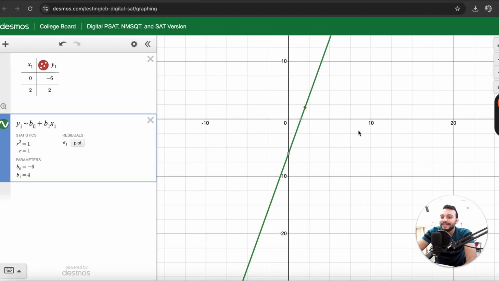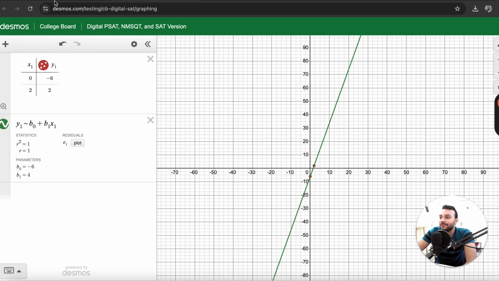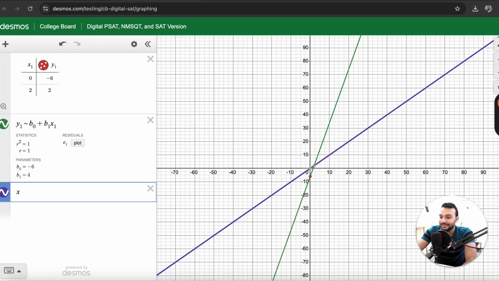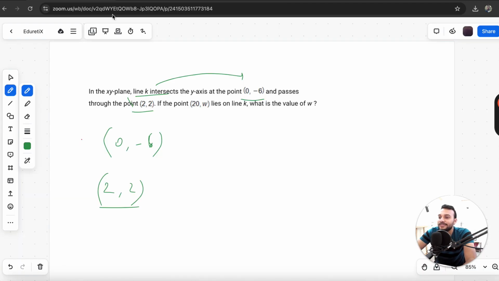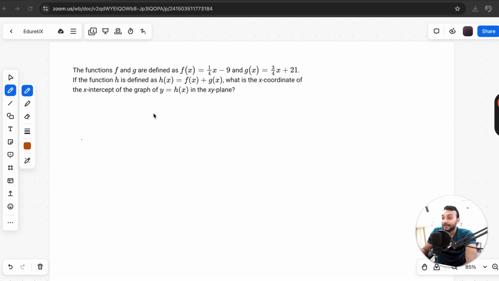Now what do you need to do? They asked us for 20 comma w. Put x is equal to 20. This is the intersection point, 20 comma w, 20 comma 74. Simple as that. No need to figure out the equation of the line, no need to figure out anything else. 20 comma 74, w is 74. That's the correct answer. Okay, let's go ahead to the next one. Guys, remember these are all hard difficulty questions which we're doing in 10, 20, 30 seconds on Desmos.